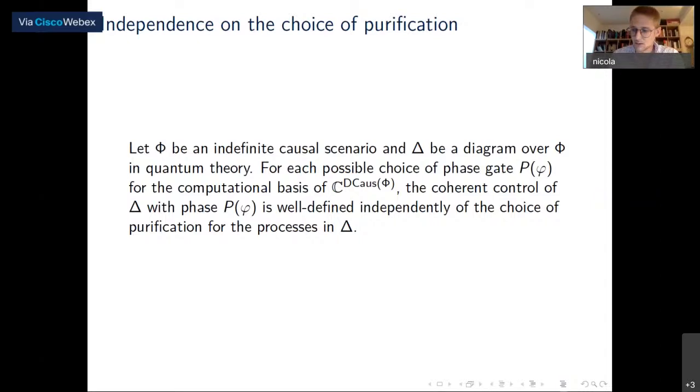So what we show is that, given an indefinite causal scenario and a diagram over this in quantum theory, for each possible choice of the phase gate and for the computational basis with dimension given by all possible definite causal scenarios compatible with the indefinite causal scenario, the coherent control is well defined independently of the choice of purification. And we can have an idea of the agent which is controlling this causal degree of freedom, while there are laboratories manipulating the input and output locally. And this is a canonical construction in a way.